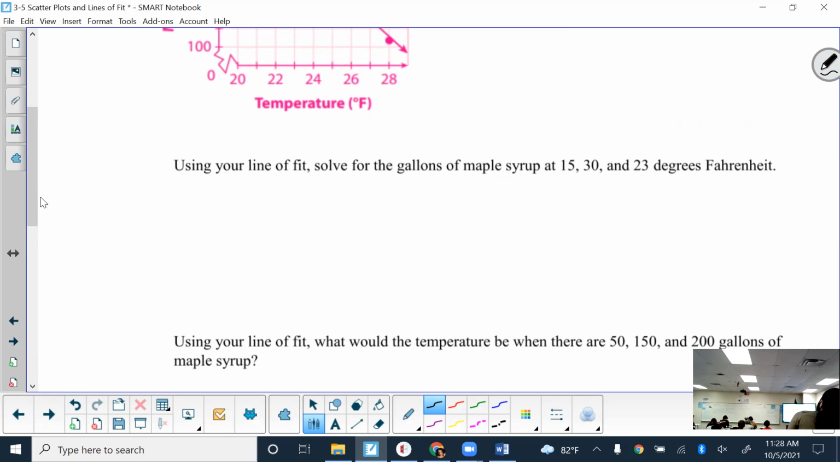So the trend line that we calculated was about y equals negative 10x plus 380. So this is our linear model for the data. Our data should trend this way. We're going to use our line of fit to solve for the gallons of maple syrup at 15, 30, and 23 degrees Fahrenheit. So these numbers need to be plugged into the formula. But where are they being plugged in at?